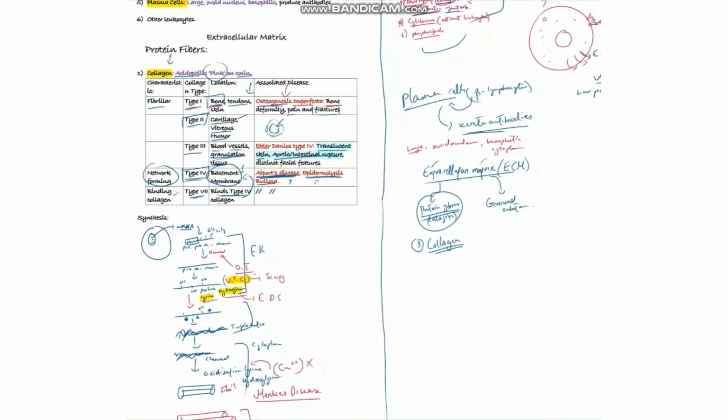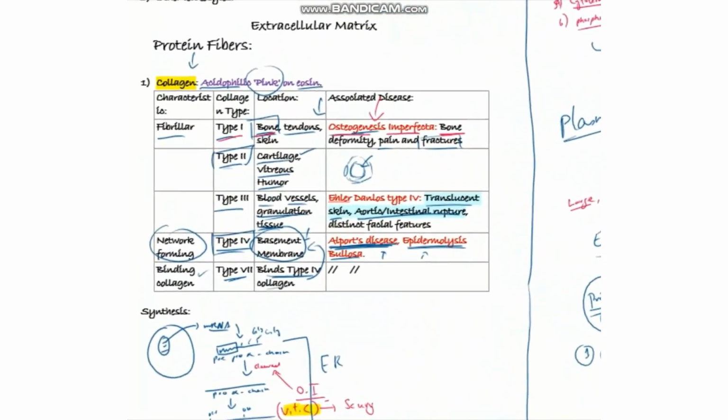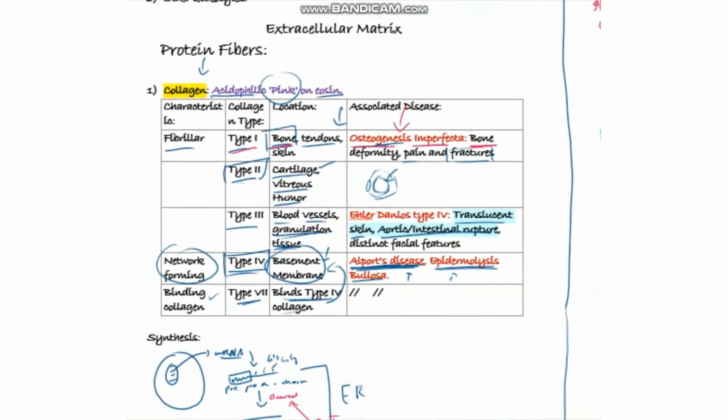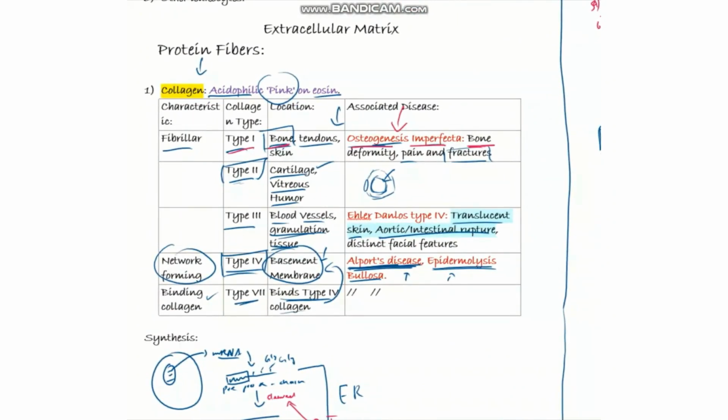So let me go over what we studied real quick. We studied that inside the extracellular matrix there's protein fibers, and there's also the ground substance. The protein fibers comprise mainly of collagen. Collagen can be divided into three characteristics: the fibrillar collagen, network forming, and binding collagen. Fibrillar is the most important.